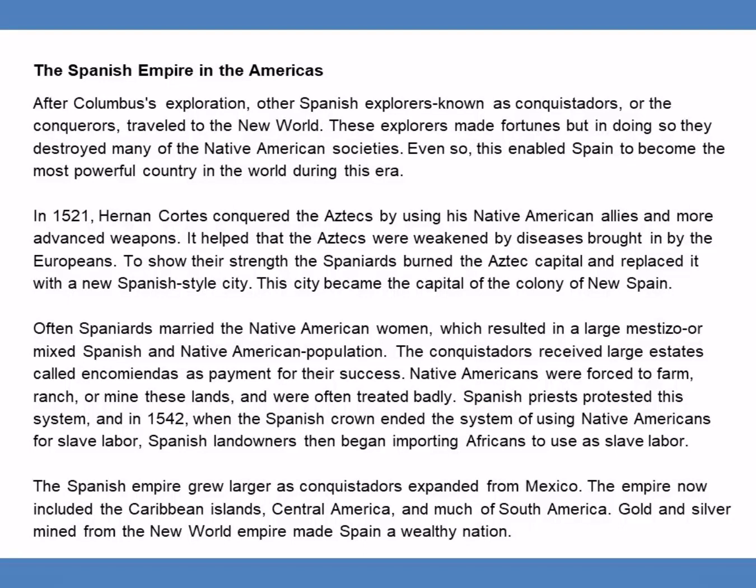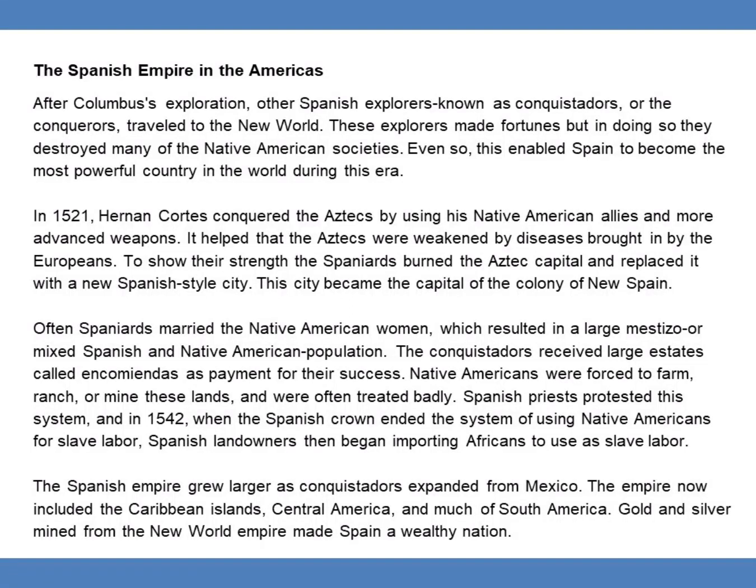In 1521, Hernan Cortes conquered the Aztecs by using his Native American allies and more advanced weapons. It helped that the Aztecs were weakened by diseases brought in by the Europeans. To show their strength, the Spaniards burned the Aztec capital and replaced it with a new Spanish-style city. This city became the capital of the colony of New Spain.